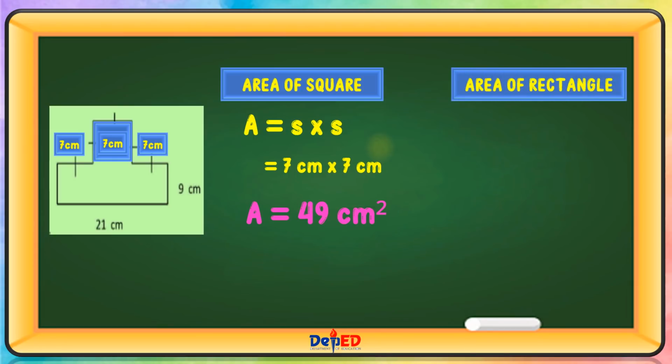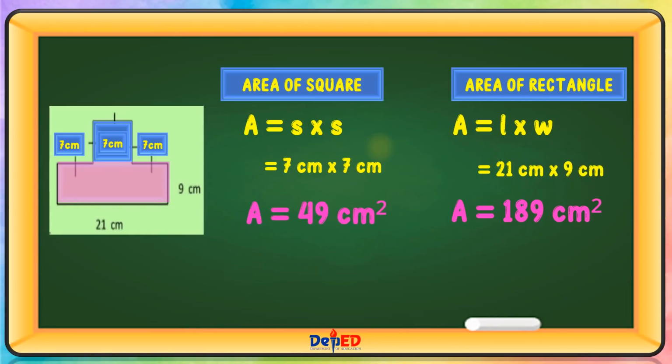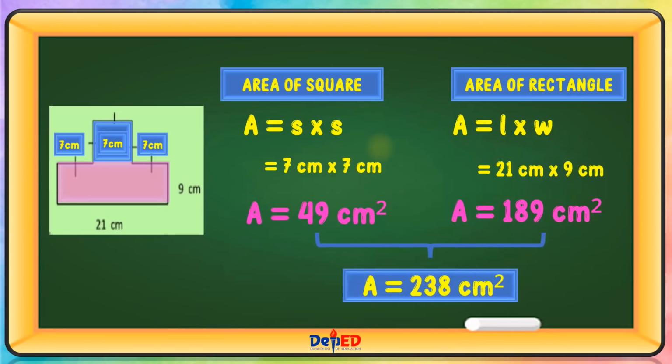Kunin natin ang area of rectangle. Ang ating formula ay length times width. Meron tayong length na 21 cm at width na 9 cm. 21 times 9 equals 189 cm squared. 49 cm squared at plus 189 cm squared ay 238 cm squared.